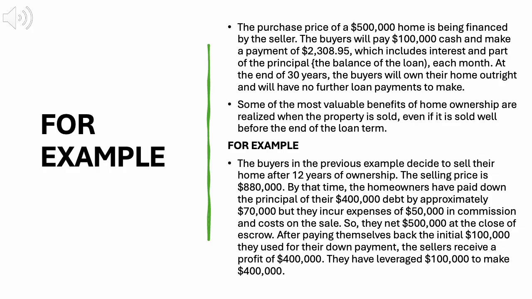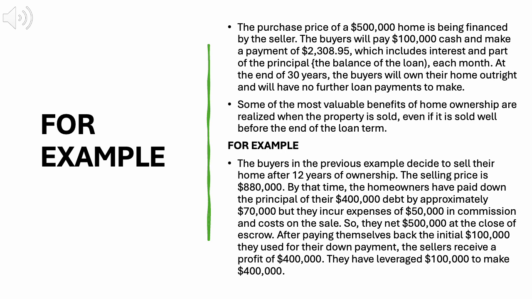For example, the purchase price of a $500,000 home is being financed by the seller. The buyers will pay $100,000 cash and make a payment of $2,308.95, which includes interest and part of the principal, the balance of the loan, each month. At the end of 30 years, the buyers will own their home outright and will have no further loan payments to make.